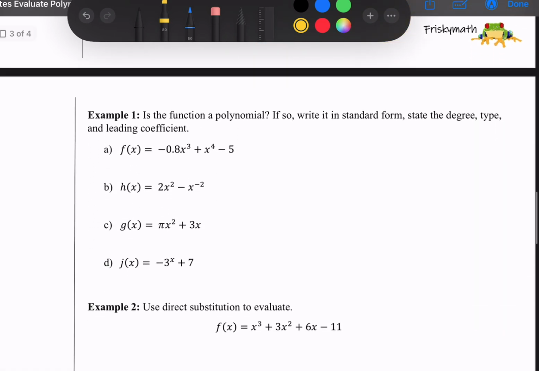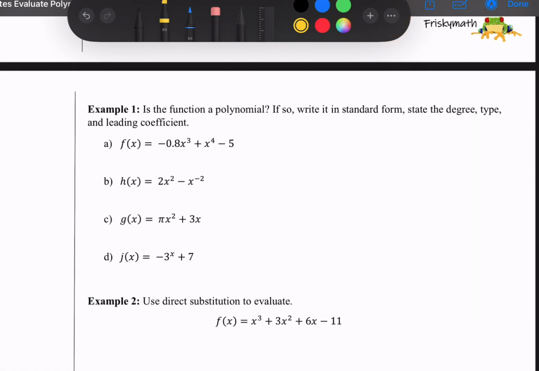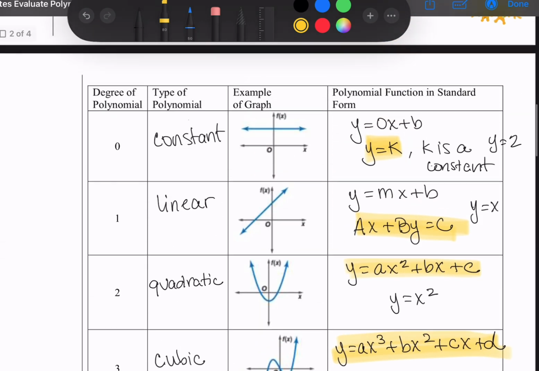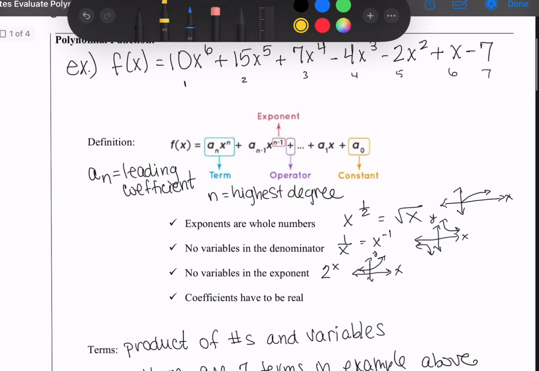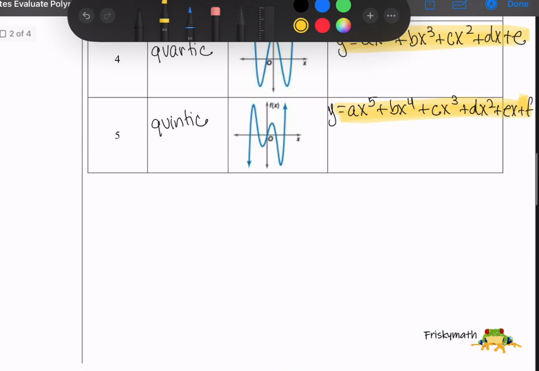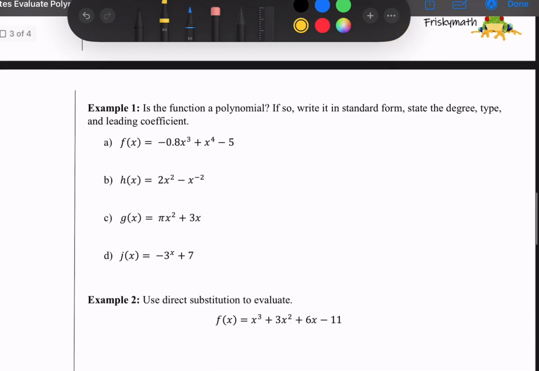Let's do an example. Example 1: is the function a polynomial? If so, write it in standard form, state the degree, type, and leading coefficient. Let's look at A. In order to determine if this is a polynomial function, we have to determine if it follows the rules. And the rules are up there with the definition. So, are the exponents whole numbers? Let's look. You can go back and forth. Yep, all the exponents are whole numbers. I got 3, I got 4, and I got 0.